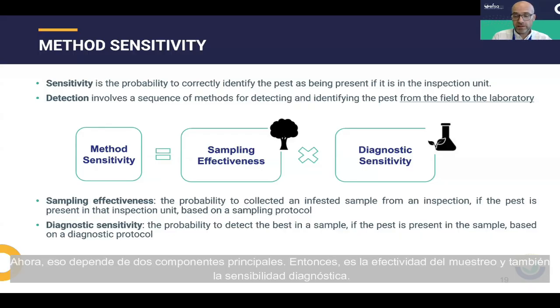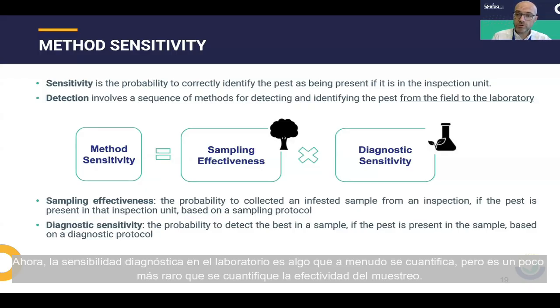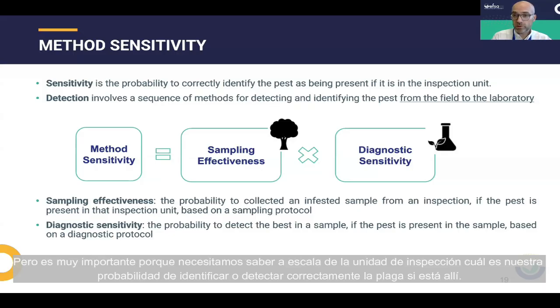Now, it depends on two main components: the sampling effectiveness and also the diagnostic sensitivity. Diagnostic sensitivity in the lab is something that often gets quantified, but it's a little rarer for sampling effectiveness to get quantified. But it's really important because we need to know at that inspection unit scale what is our probability of correctly identifying or detecting the pest if it's there.